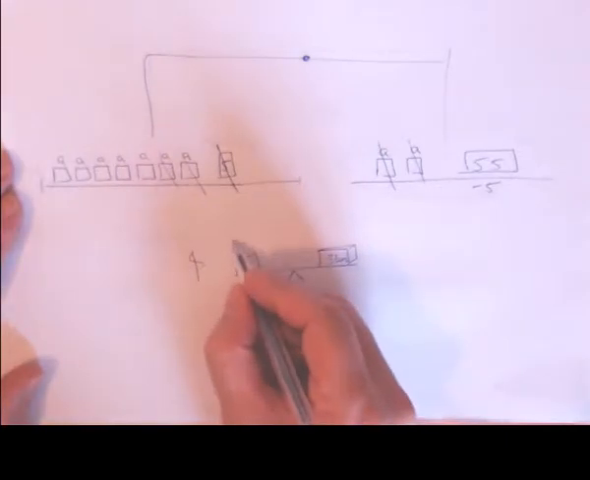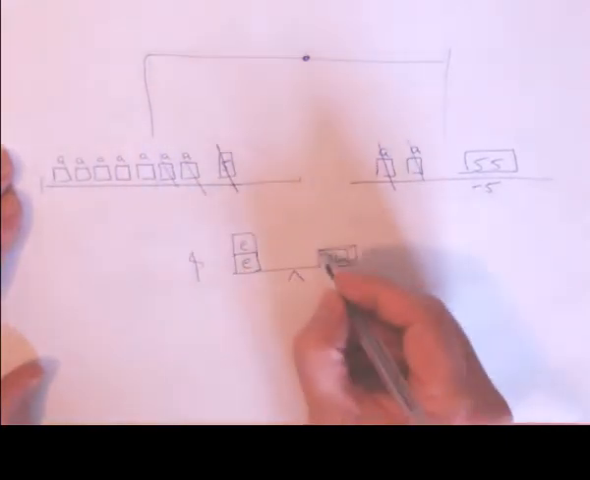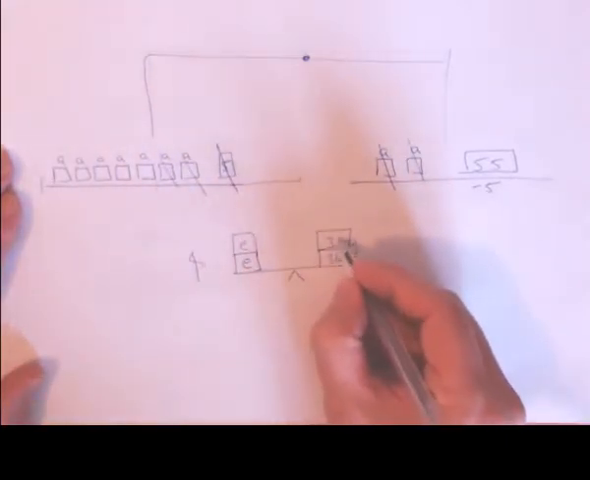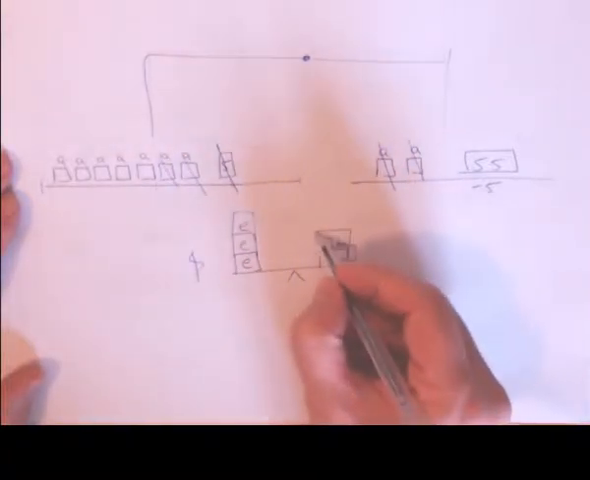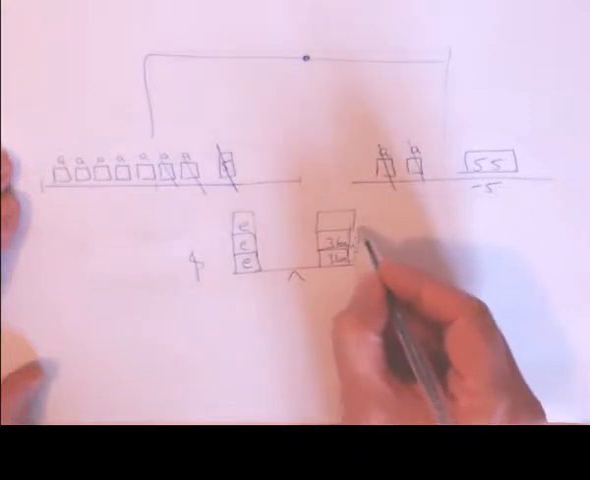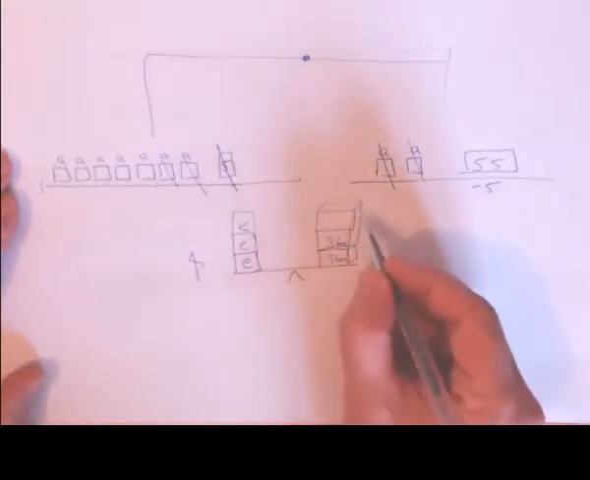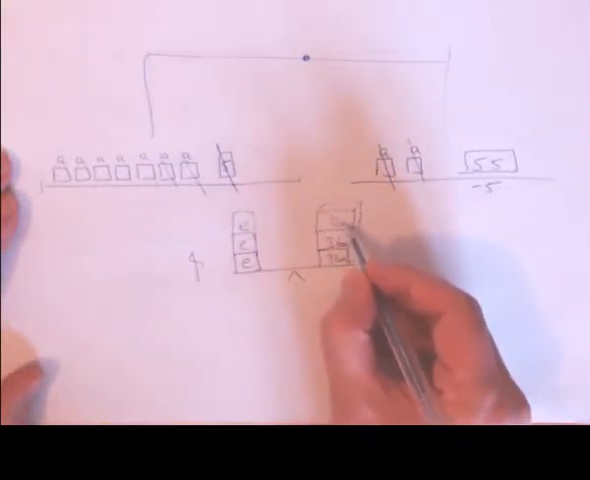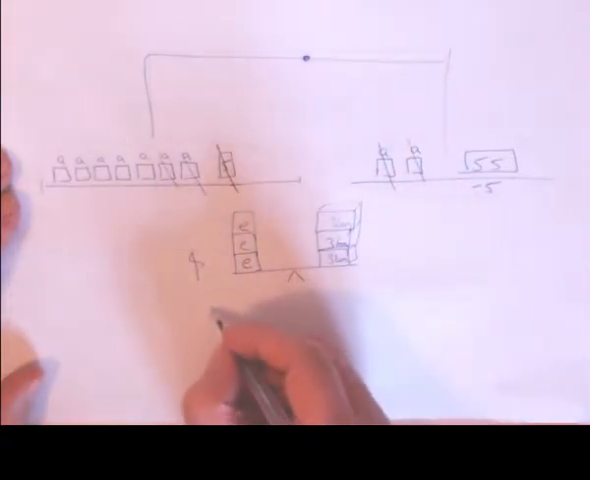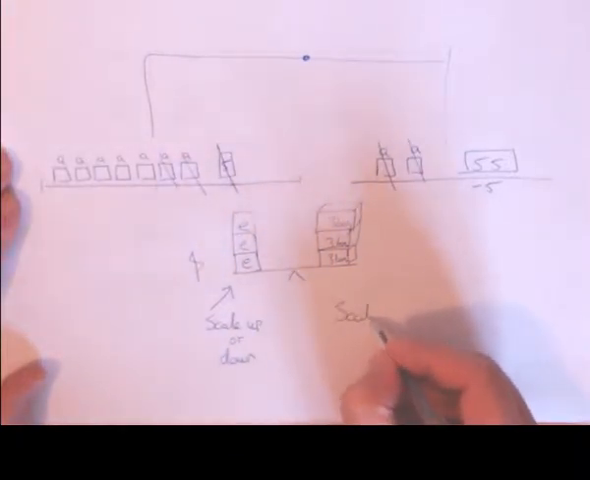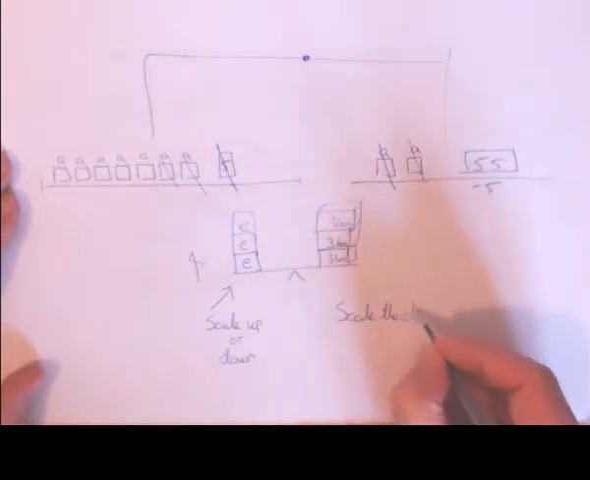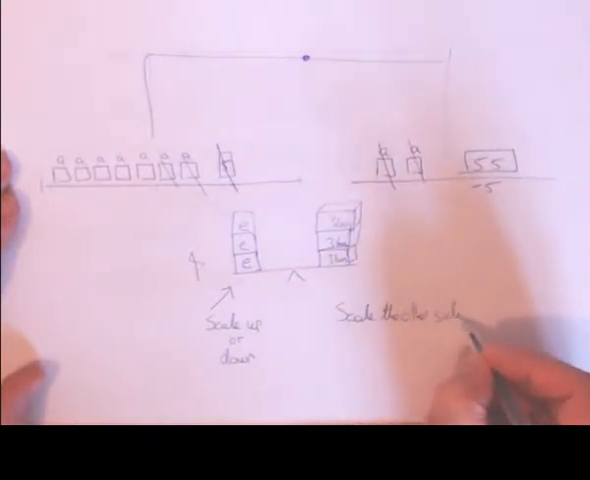Well, I know that if I double it up, if I put another elephant here, I will need to double up this side as well and add another 3 tons. If I triple it by adding another elephant, I'll have to triple this by adding another 3 tons. So whenever I scale up this side, or scale it down, I have to scale the other side as well.